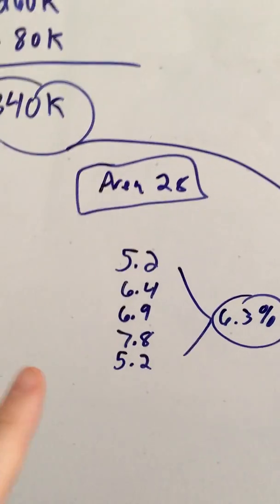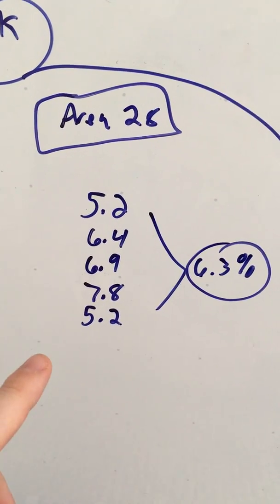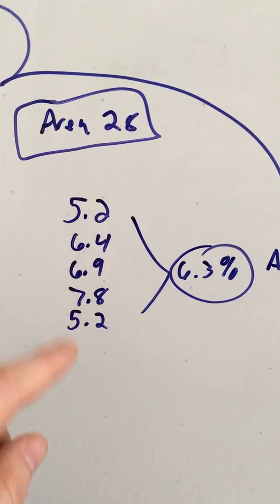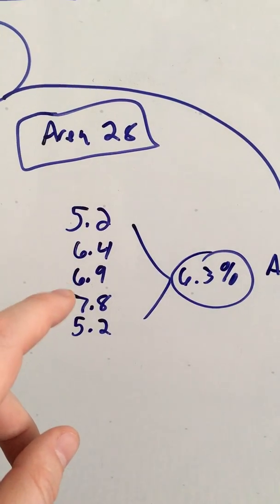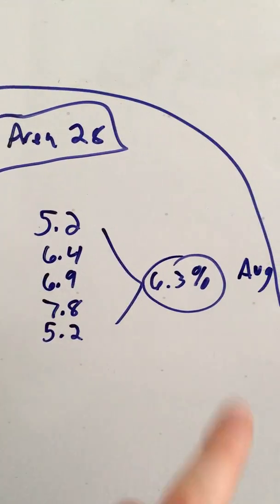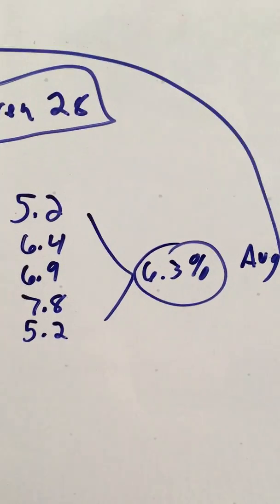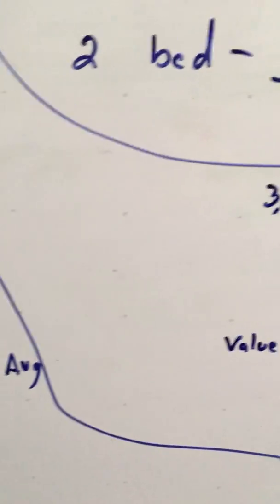I went to the MLS area 28 and I looked for like-kind properties, so 4-plex and below. And I found these and I added them up and divided by 1, 2, 3, 4, 5 and got an average cap rate of 6.3%. So that's the cap rate that we're going to work with to try to estimate the value.